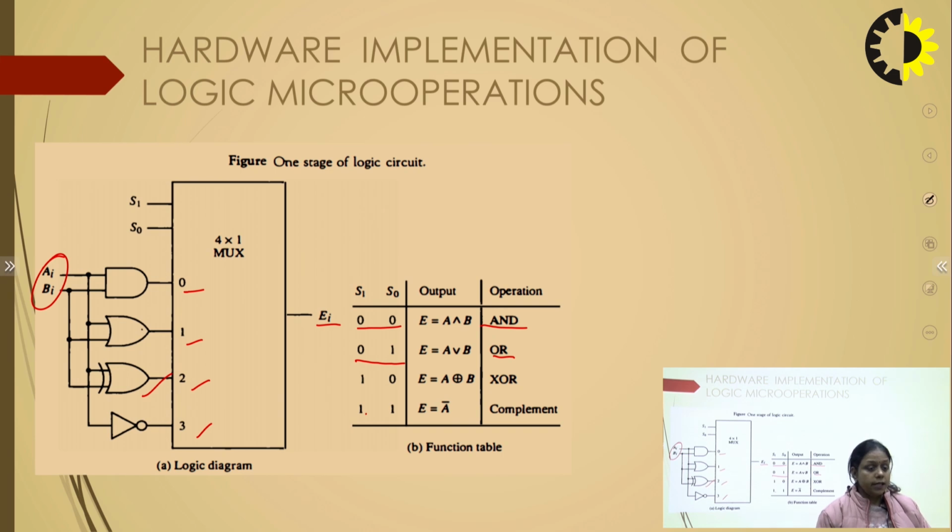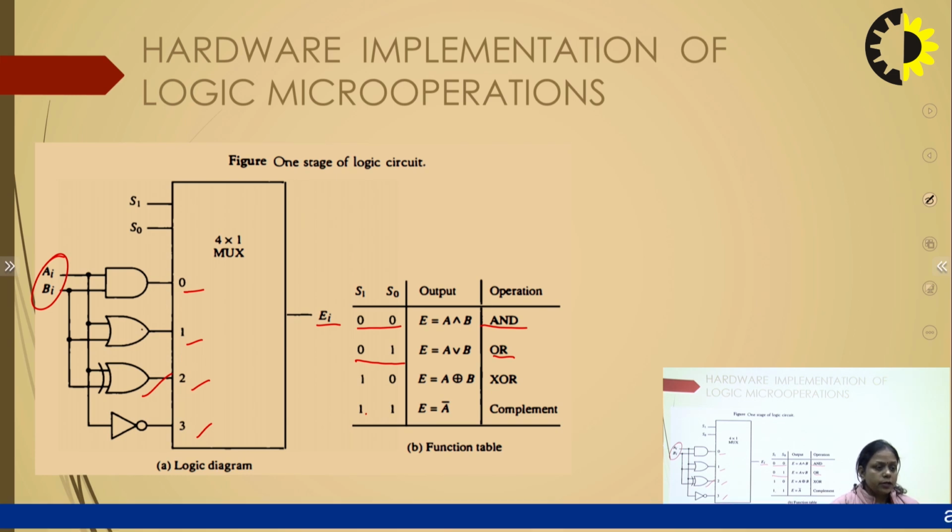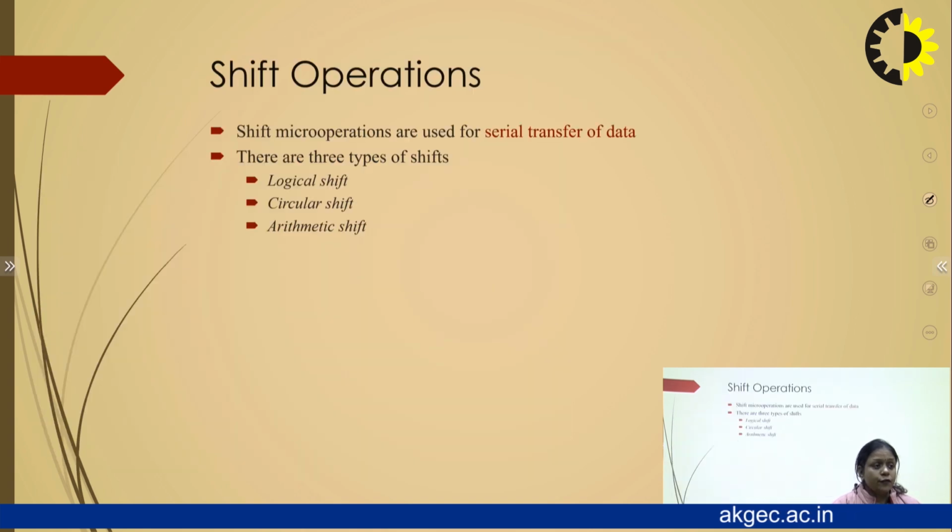So firstly we have seen how we can design an arithmetic circuit, and in the next slide we have seen how we can design a logical circuit for logical operations. So now next is the shift operation. Now the third different type of operation performed in the ALU is the shift operation. So the shift operation can be of 3 types: logical shift, circular shift and arithmetic shift.